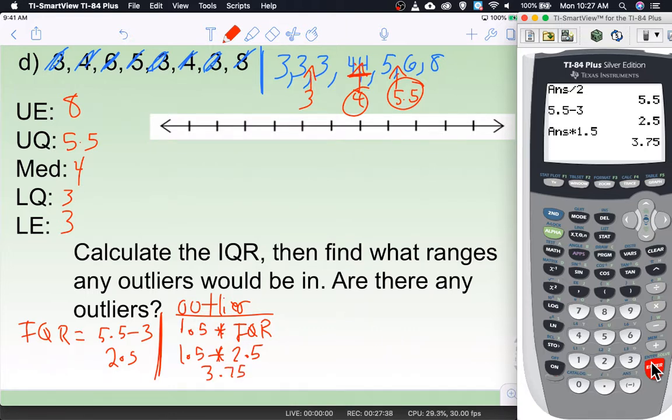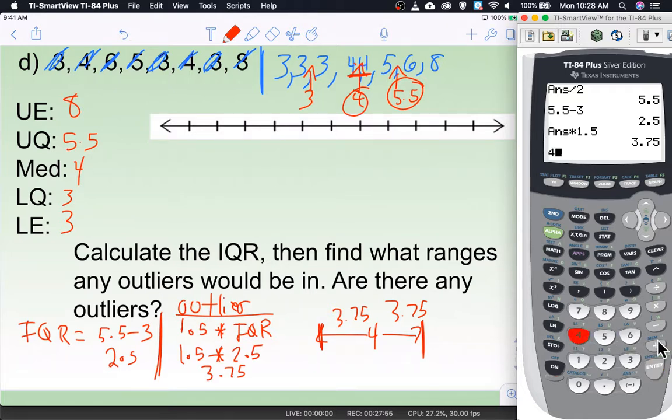So anything that is 3.75 away from my median, 4 is my median. If I go up 3.75, that's an outlier. If I go down 3.75, that's an outlier. Let's figure out what those values are.